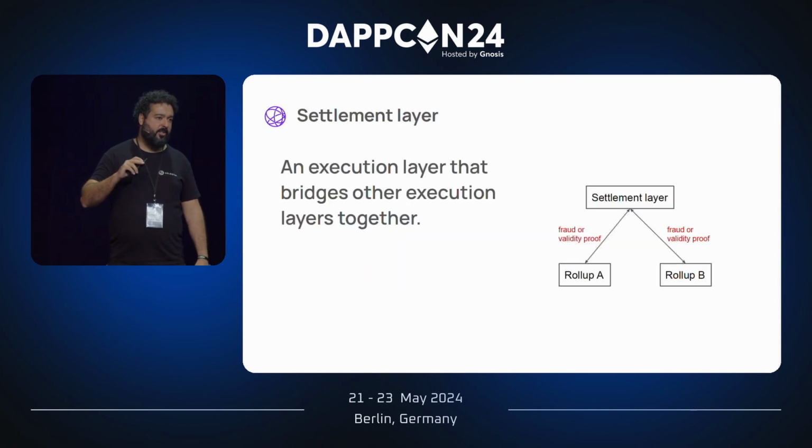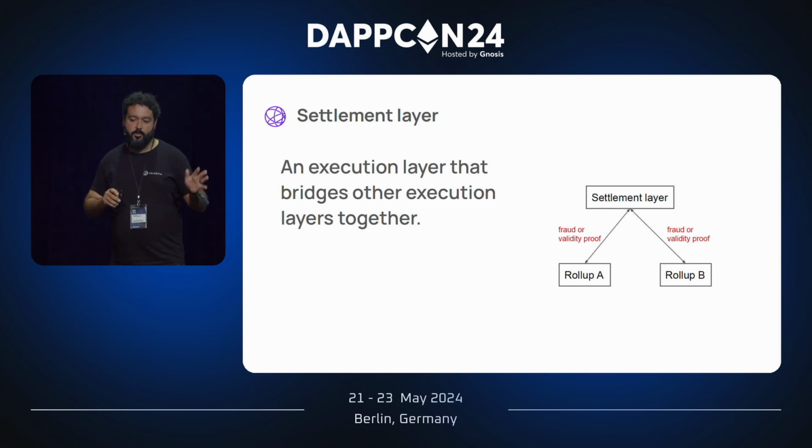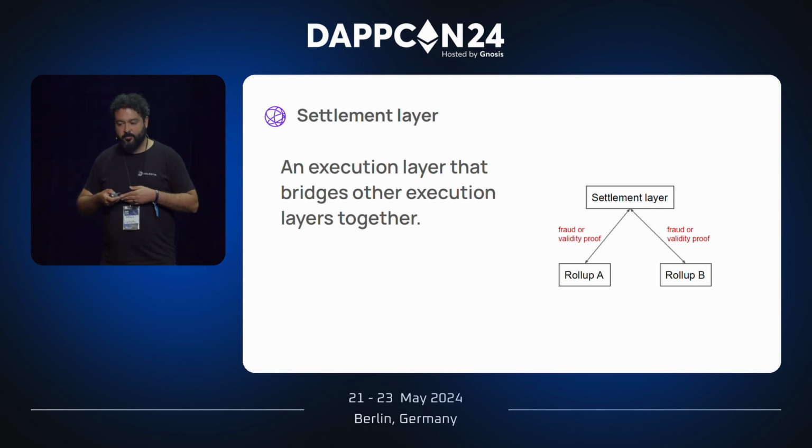Another layer that I mentioned is a settlement layer. It's essentially a specialized execution layer that does bridge between different other execution layers. A very simple example: Ethereum is used as a settlement layer, obviously, for many rollups today. Again, using fraud or validity proofs.